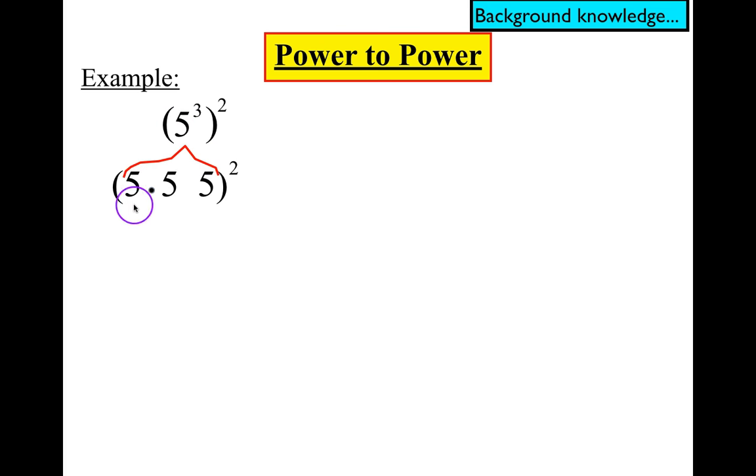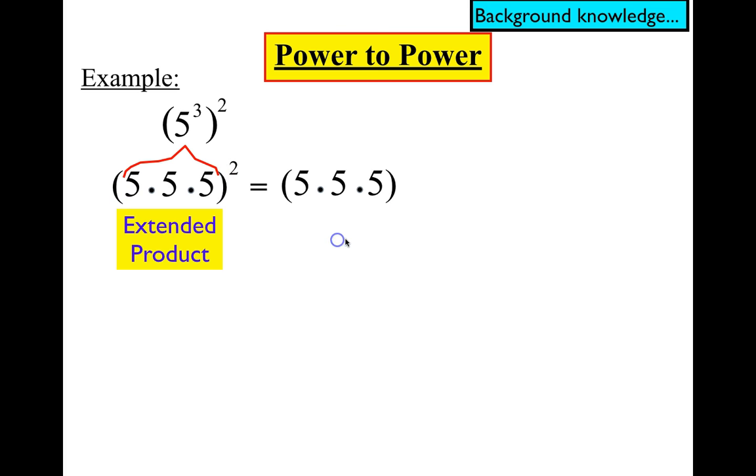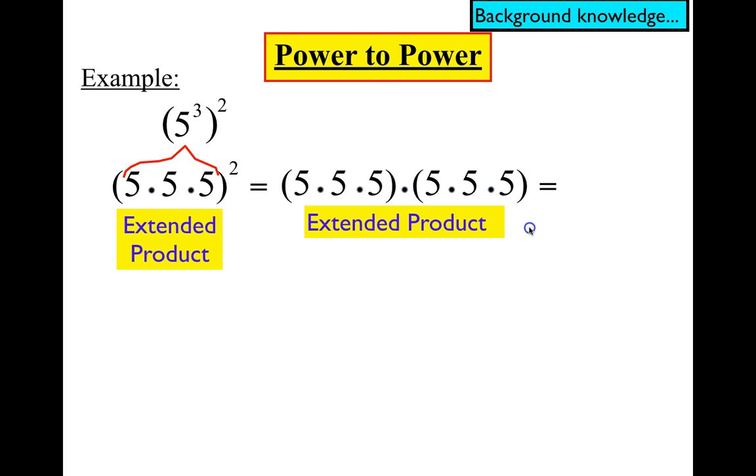You can go ahead and write it as an extended product and say, okay, well now that I have it, I need to repeat it 2 times. And you can see that you have a total of 6 of them, so you can write that as 5 to the 6th. So what's really going to be nice is if you write it as an extended product, because then you can visually see how we came up with this 6. Some of you are going to notice a pattern and want to use that too quickly. I suggest that you write it as an extended product before you move on to that pattern that you see.